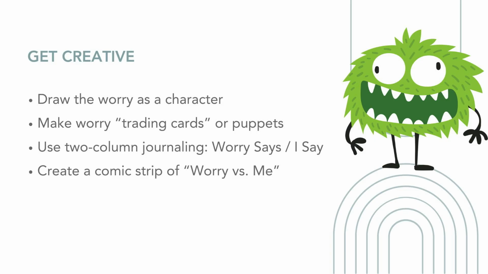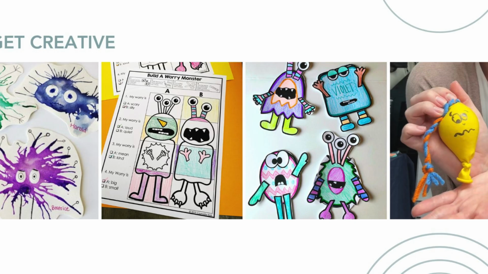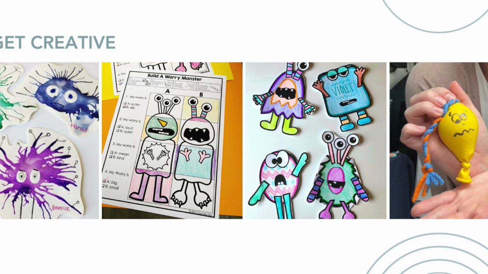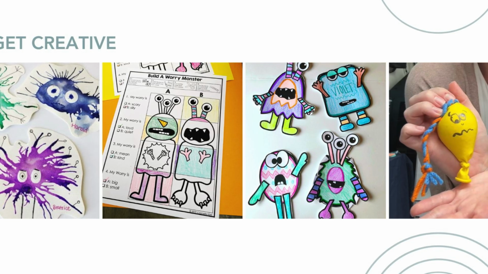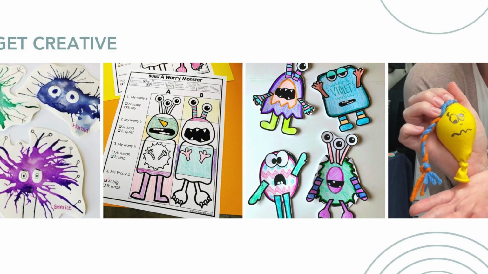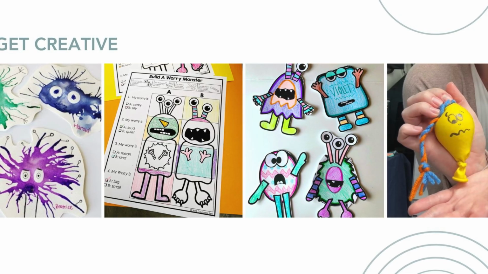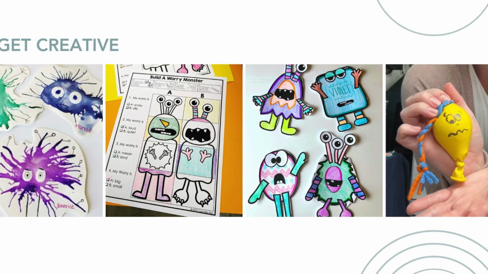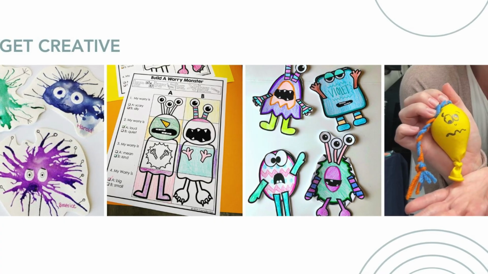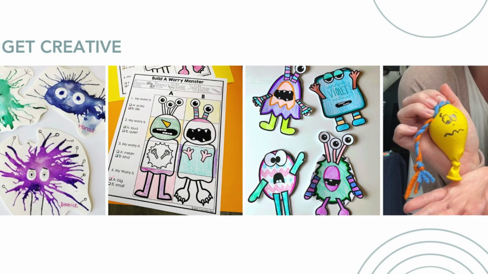These are some examples of worry monsters that you can create with your students. First, we have the watercolor worry monsters, where they drop a blob of watercolor on their paper and then use a straw to do some controlled breathing and blow the watercolor across the page. Once it dries, you can add eyeball stickers or you can decorate it as you wish and give it a name.